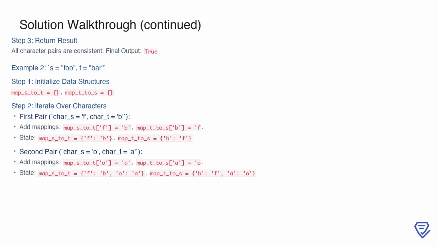Looking at the first pair, char_s equals f and char_t equals b, we find that neither character is yet mapped, so we add map_s_to_t, f equals b and map_t_to_s, b equals f. The state of the dictionaries now reflects this mapping. For the second pair, char_s equals o and char_t equals o, we again find no conflicts, so we add map_s_to_t, o equals o and map_t_to_s, o equals o. The mappings are still consistent at this point.